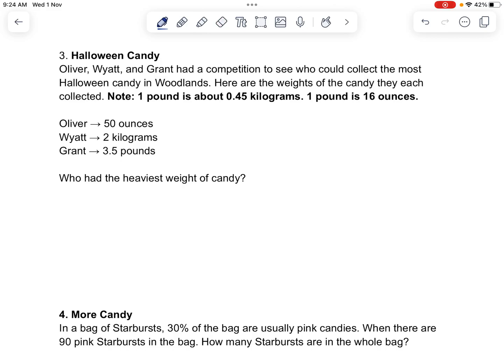So the first thing, if I'm doing it in pounds, I don't have to change Grant's, okay? Grant's at 3.5 pounds. I'm going to leave that. But let's take a look at Oliver. So Oliver is 50 ounces. And then up here, you're told that 1 pound is 16 ounces. So this is the thing that everyone always thinks about. It's like, well, I'm going to do something with that 16. Am I going to multiply by the 16, or am I going to divide by the 16?